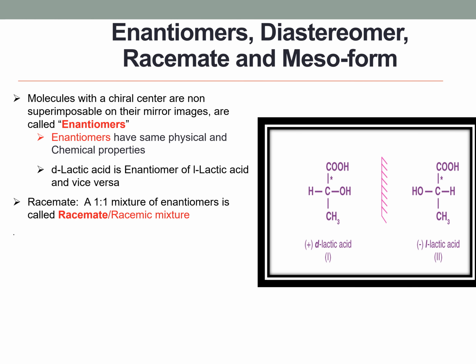Enantiomers, diastereomers, racemic and meso-form. Molecules with a chiral center that are non-superimposable on their mirror image are called enantiomers. Enantiomers have the same physical and chemical properties. D-lactic acid is an enantiomer of L-lactic acid and vice versa. Racemic is a 1:1 mixture of each enantiomer.